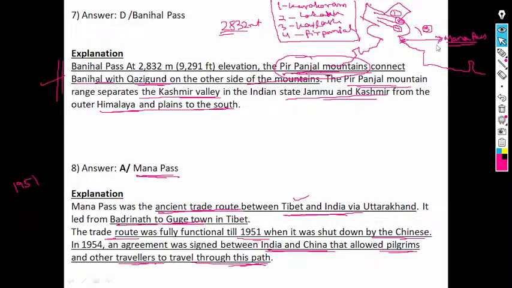In Uttarakhand, near the Nanda Devi mountain, Manna Pass is there.